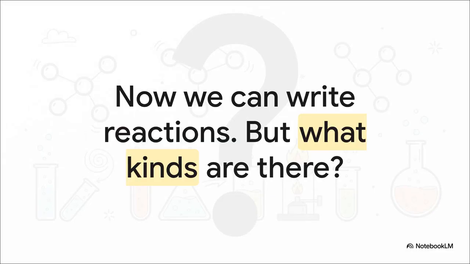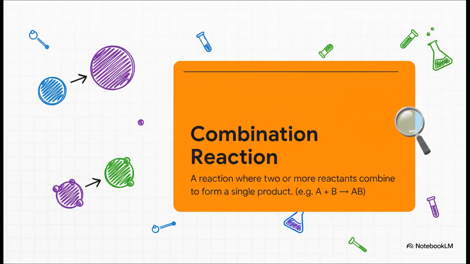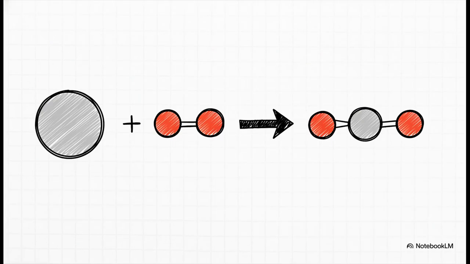Okay, we can write them now. But what kinds of reactions are there? Let's check out the main types. First up is combination. This one's easy. 2 or more things combine to make one new thing. A classic example, burning coal. That's just carbon plus oxygen making carbon dioxide.